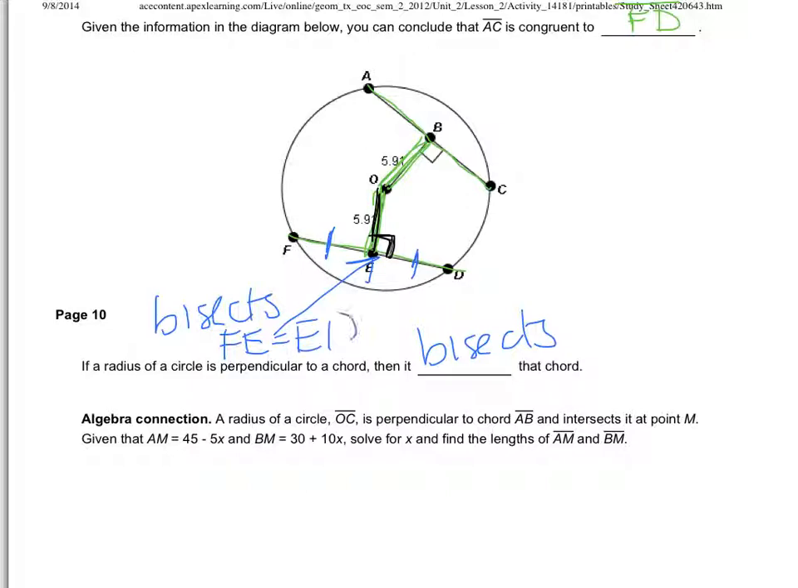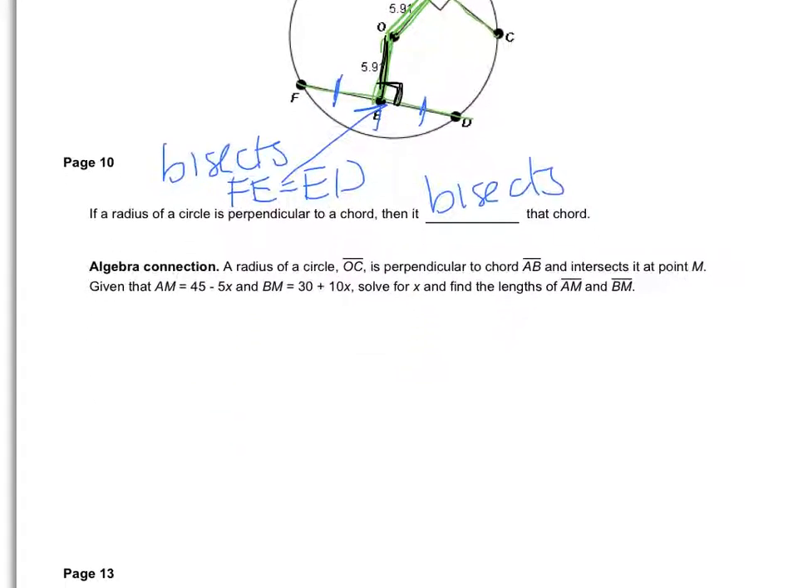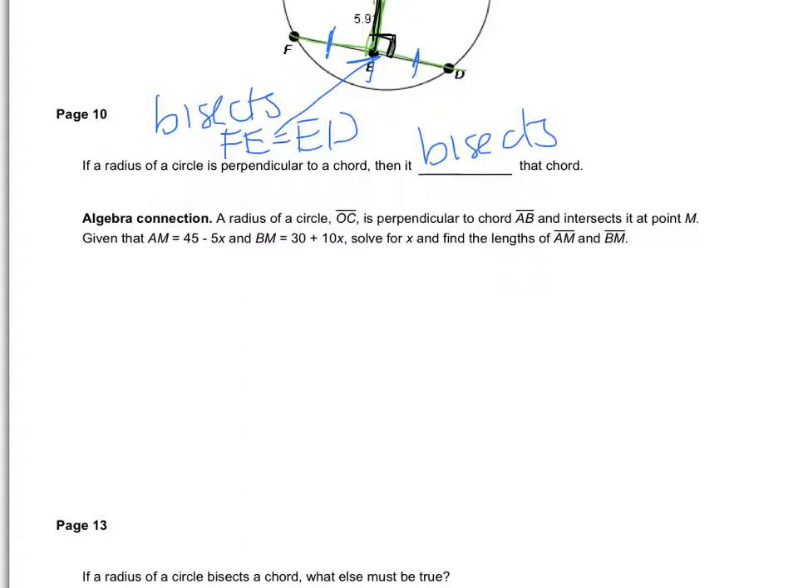So it says a radius of a circle OC is perpendicular to chord AB and intersects it at point M. So it's probably going to help us to draw a picture. So I have a circle with center O. It says a radius of the circle OC, so OC goes from the middle to the outside, is perpendicular to chord AB. So that means AB is here. And we know this is perpendicular, and intersects at point M. So this is point M.